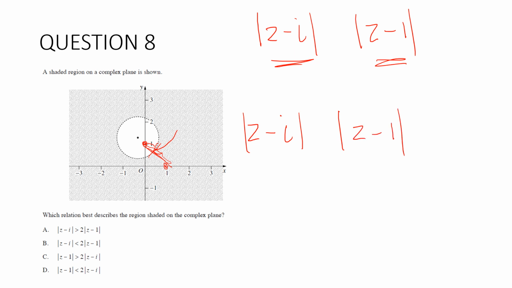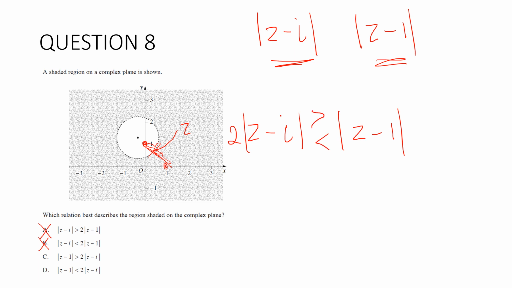And we could look at equality, for example. Now we could say that 2 lots of the distance that z is from i must be equal to the distance that z is from 1. So that point there where that intersects, that's the complex number z. True? So we want the 2 next to z take away i, and so that wipes out A and B. Now of course we haven't got equality because we've got a dotted line. We now need to figure out whether this is going to be greater than or less than.